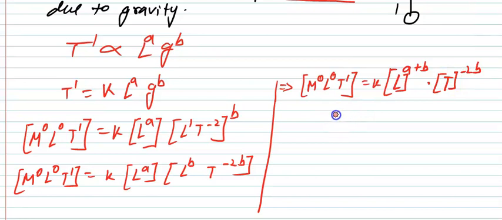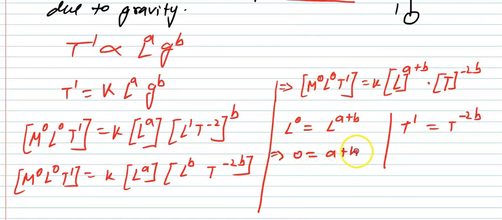Now separate the terms individually over here. So l to the power 0 is equal to l to the power a plus b, right? And over here we can write t to the power 1 is equal to t to the power minus 2b. There is not any quantity of mass over here, so we are not equating mass. So we can write over here 0 is equal to a plus b and here 1 is equal to minus 2b. So here b is equal to minus 1 by 2. Put this value of b over here.